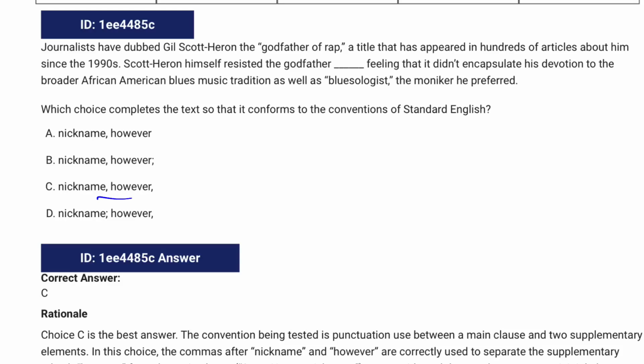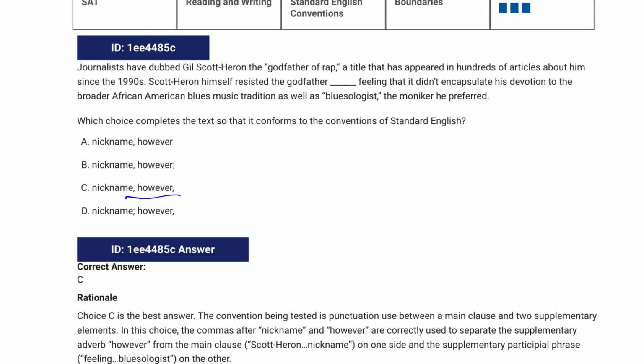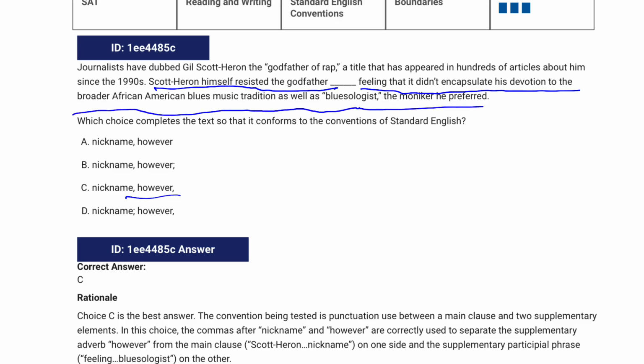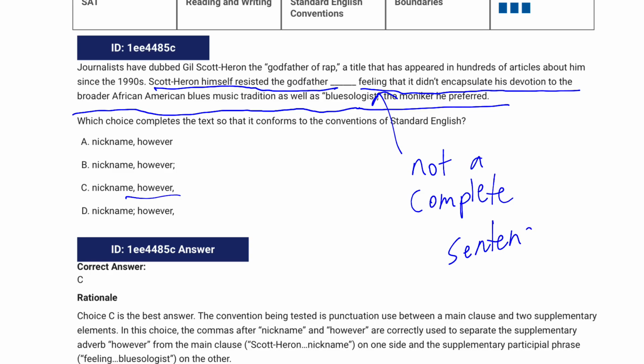Here's another example of that, where we see two commas. If you look at Scott Heron himself resisted the Godfather nickname. That's a complete sentence. But feeling that it didn't encapsulate his devotion to the broader African-American blues music tradition, as well as bluesologist, the moniker he preferred, notice it starts with the word feeling. Well, who is feeling? It's not a complete sentence. And that is when the two commas are okay. If you're connecting two sentences, we have to have either a period or a semicolon. But in this case, two commas is the way to go.